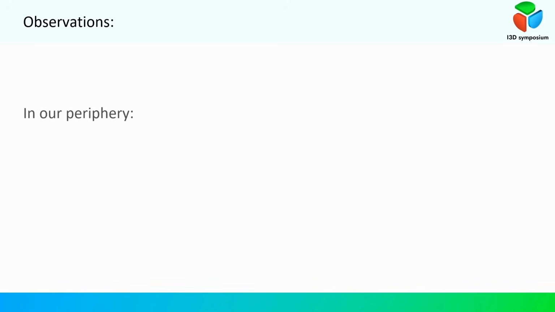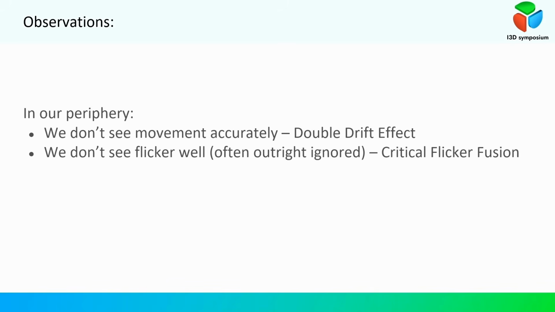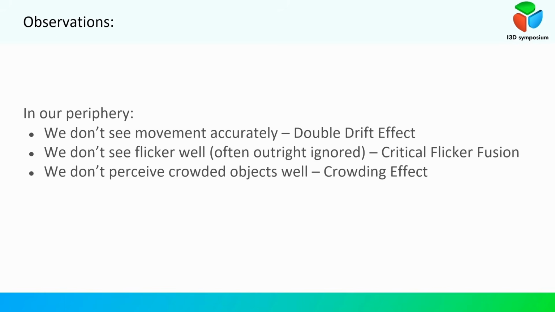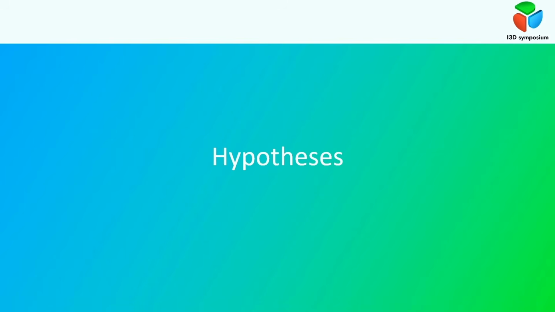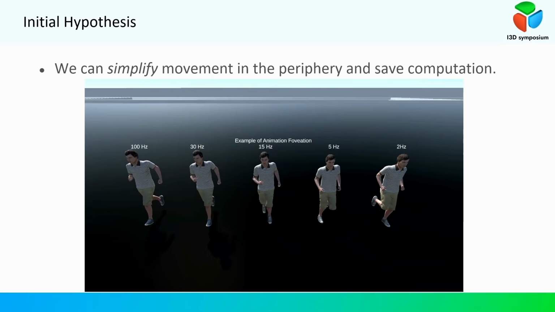So what do we observe? We observe that, one, in our periphery, we don't see movement accurately due to the double drift effect. We don't see flicker well, or we outright ignore it due to the critical flicker fusion, and we don't perceive crowded objects well due to the crowding effect. This leads us to our hypotheses. The first initial hypothesis that we have is that we can simplify movement in the periphery to save on computation.